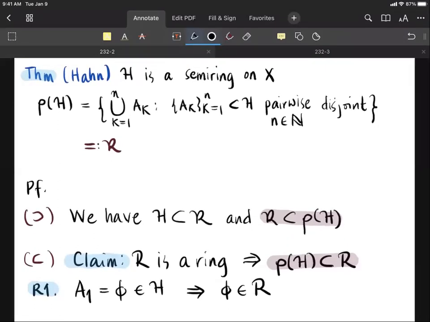Now, if we take A1 to be the empty set, and N to be 1, then the union of the empty set is obviously empty. Then by definition of R, look at the definition here, this implies that the empty set must be in R. So in other words, we just take this collection to consist of only one element, and that element is the empty set. And we are guaranteed that the empty set lies in H since H is a semi-ring.